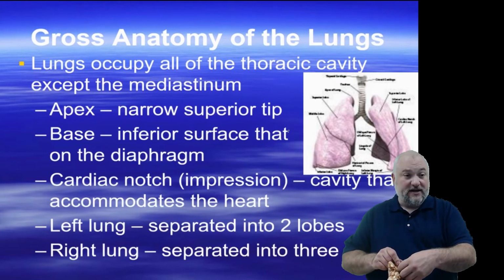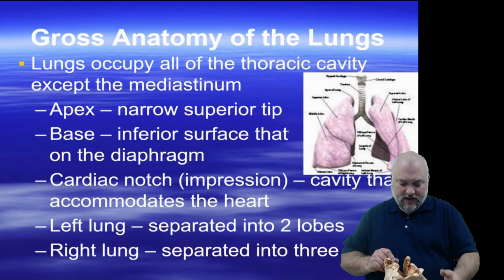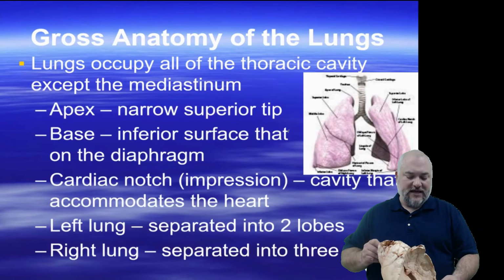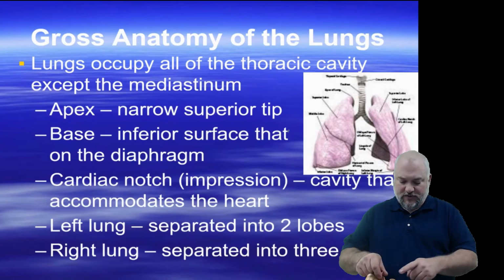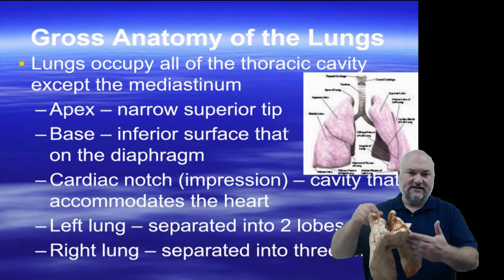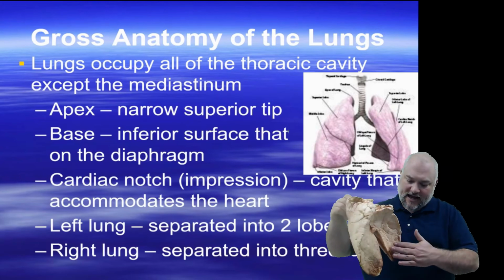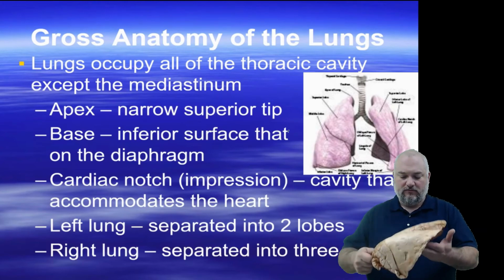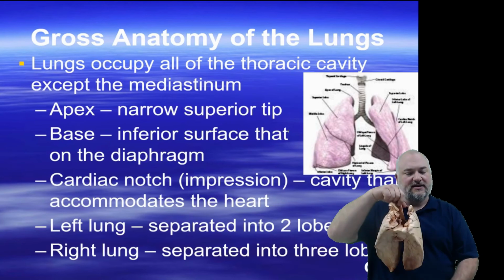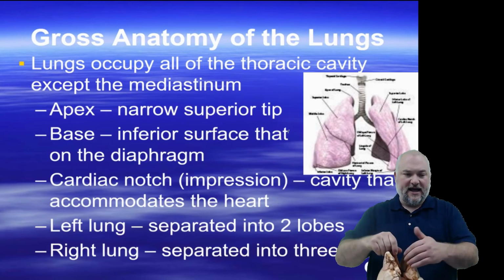And right here, we can see the cardiac notch where the heart would sit. Okay. So the apex is the narrow superior tip. The base is this part here, which would sit on the diaphragm. In the pig, it'd be sitting like this, and also sitting like this. The cardiac notch is here.